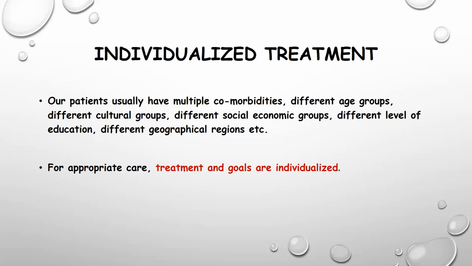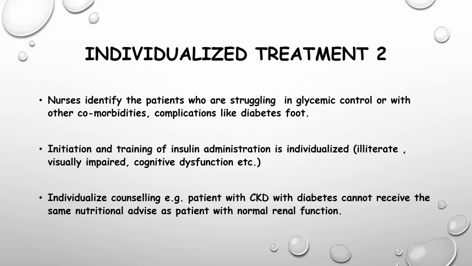For appropriate care, you have to individualize everything from their goals to how you are going to involve the caregivers. The nurses assist a lot because they are able to identify the patients who are struggling. They see these patients who come to the clinic every day. They're able to identify who is struggling, who has poor glycemic control, who has other comorbidities. They're able to screen for us because sometimes the patients can be so many. They can tell you this patient has a diabetic wound and is hiding it, and you're able to examine and give the appropriate care.